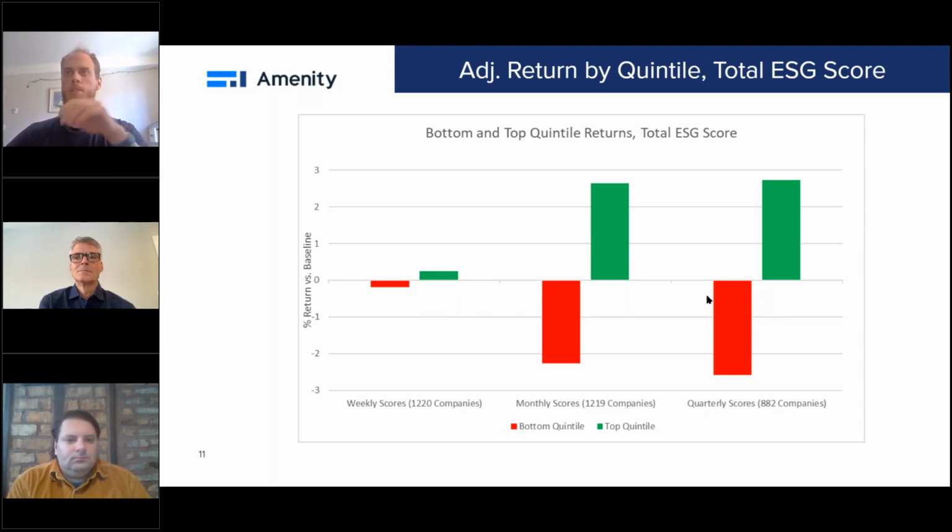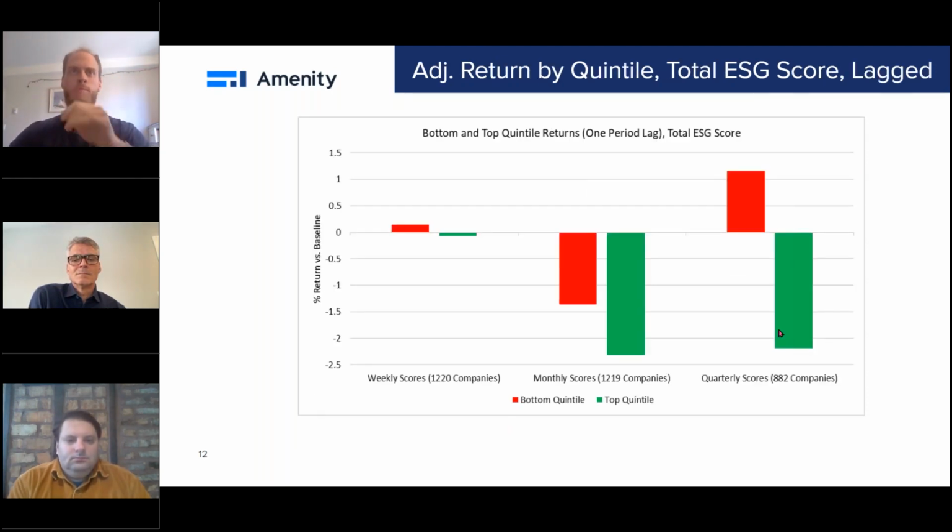On the monthly and quarterly side, we do see a much bigger magnitude here. We see that the most positive ESG companies outperform and the most negative companies underperform in both the monthly and quarterly periods in the same period where this news is coming out. So there's no lag here. So this captures the downswing of that V-shaped stock price movement. The most negative companies that might have a scandal come out within that month and within that quarter are going to underperform.